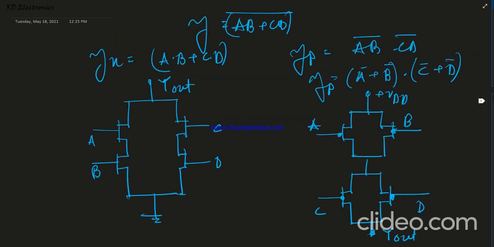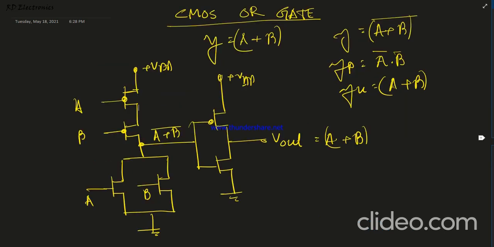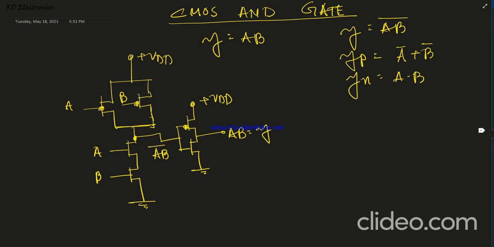Okay, so this is very important. This is very much important. Okay, now this is the design of the CMOS AND gate. How is it possible? AND gate means there is no complement. So first of all, it is very important how an AND gate is designed.